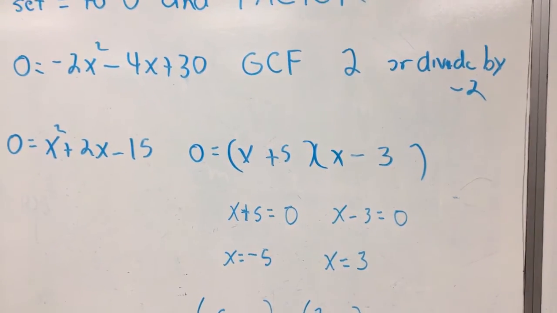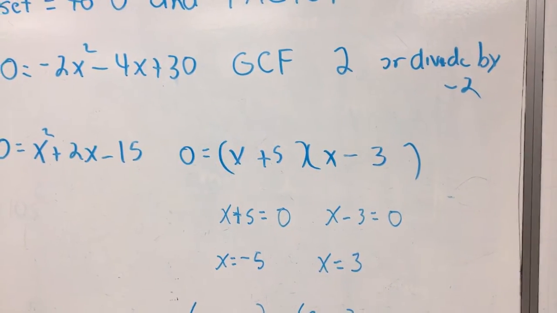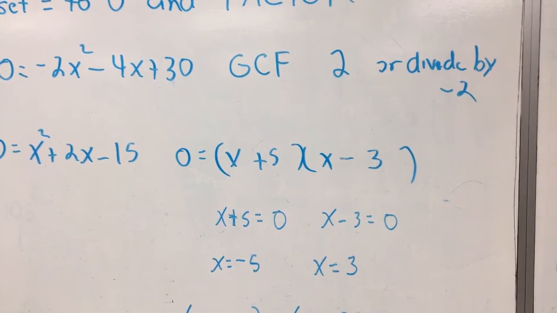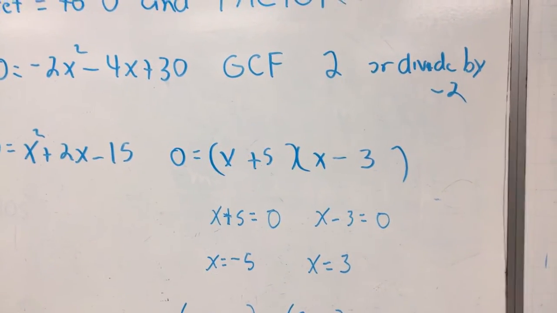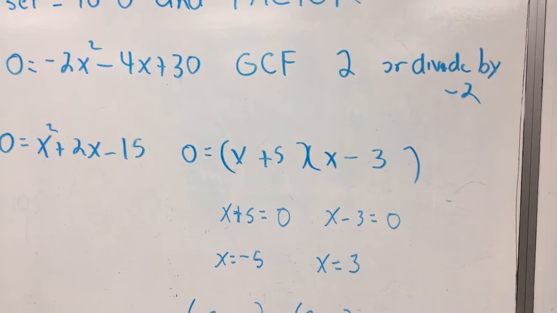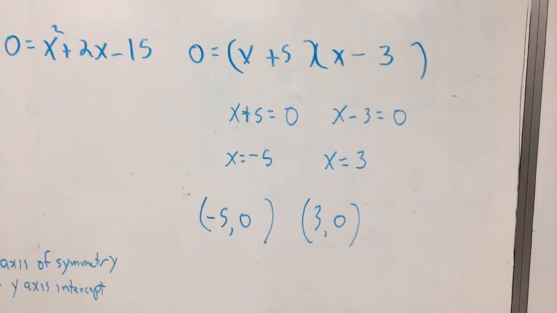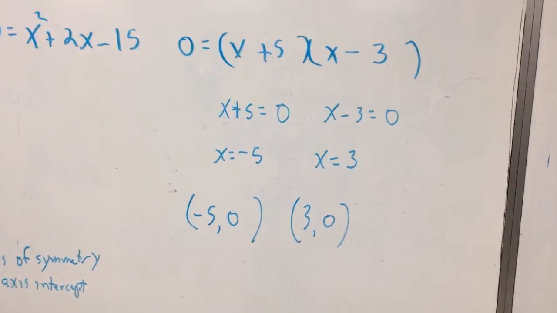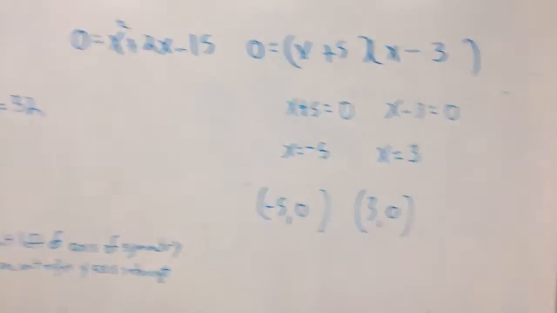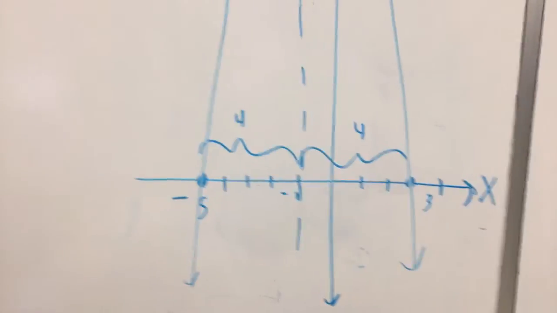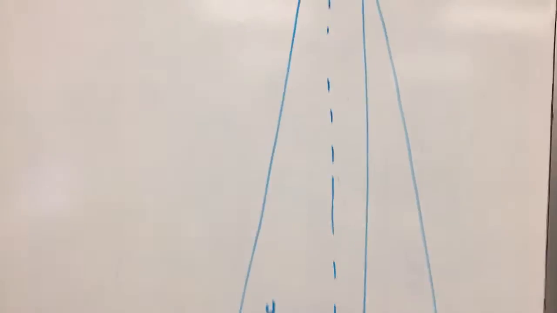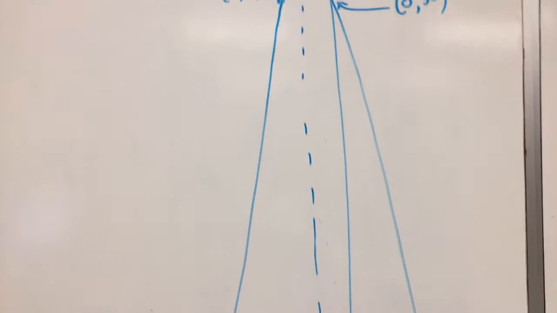Now, set each one of those little factors to 0, like x plus 5 is equal to 0 and x minus 3 is equal to 0, and solve it, subtracting 5 from both sides in the first one, adding 3 to both sides in the second one, and there are your x-axis intercepts. All right, there they are. So let's come over here. Let's put them on our x-axis, and let's draw a nice, smooth parabola.